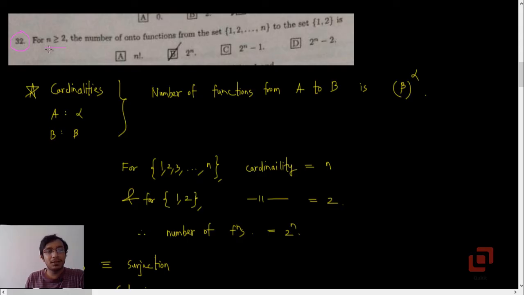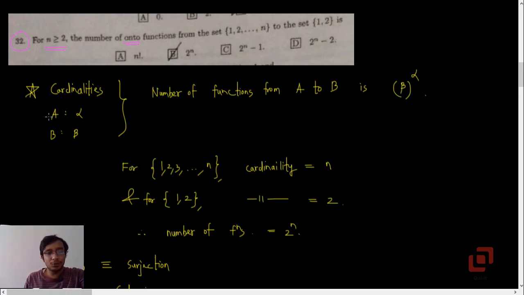For n greater than or equal to 2, the number of onto functions from the set {1, 2, and so on till n} to the set {1, 2} is: n factorial, 2 raised to n, 2 raised to n minus 1, 2 raised to n minus 2. Now to solve this problem, you should first know a standard result in functions.